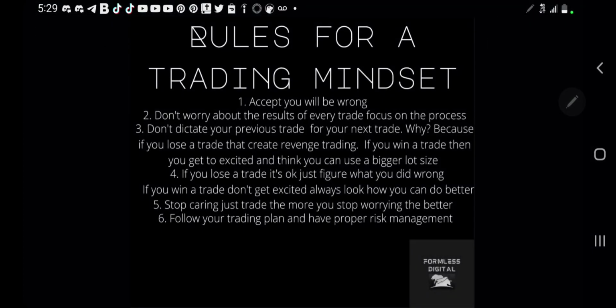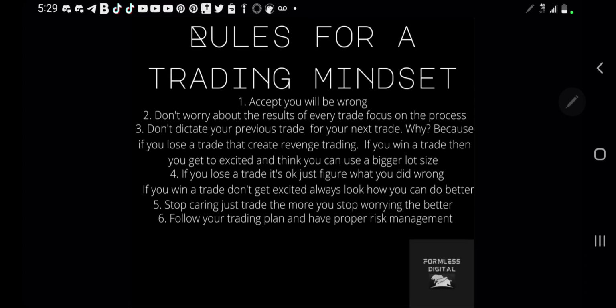Rules. This is something that I made for my Discord group. Rules for a trading mindset. Number 1, accept you will be wrong. Number 2, don't worry about the results of every trade. Focus on the process. Number 3, don't let your previous trade dictate your next trade. Why? Because if you lose a trade, that creates revenge trading. If you win a trade, then you get too excited and you think you can use a bigger lot size.